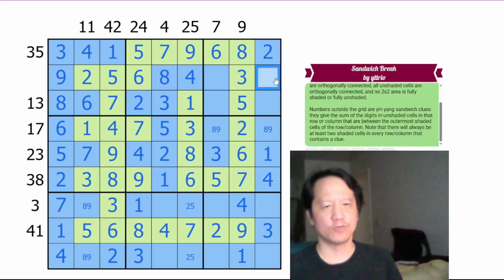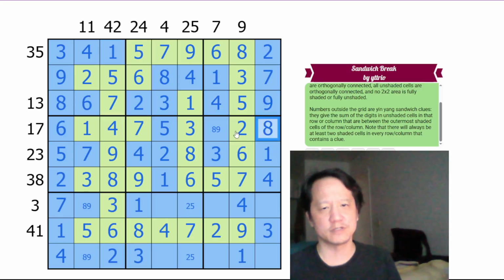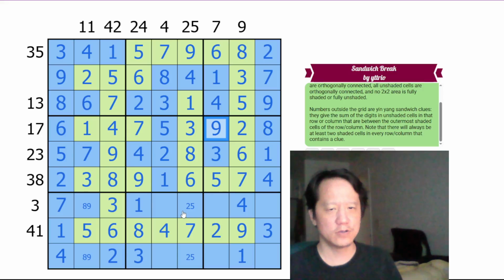Remaining digits of row 2 are 1 and 7. This can't be 1 because of 1 in the column, so it's 7, 1. Remaining digits of row 3 are 4 and 9. This can't be 4 because of 4 in the column, so that's 9 and 4, which makes this 8 and 9 there. Oh, 2 eliminates 2 here, so it's 5 and 2.